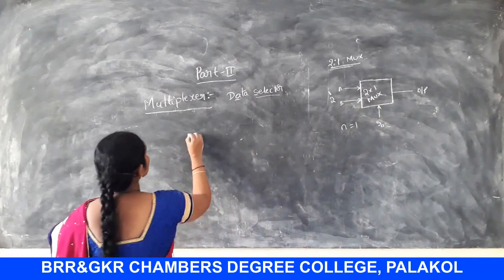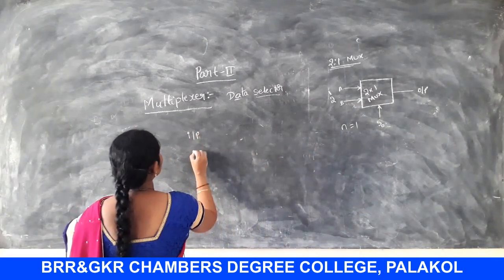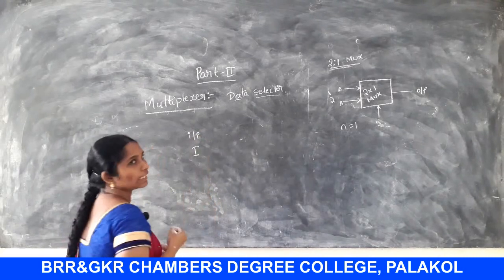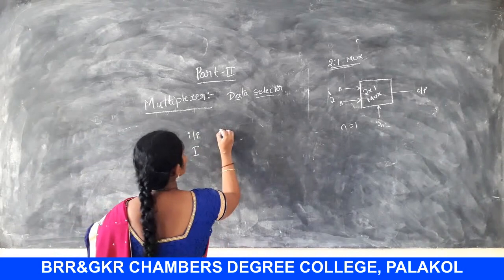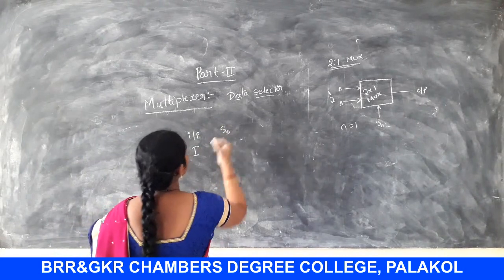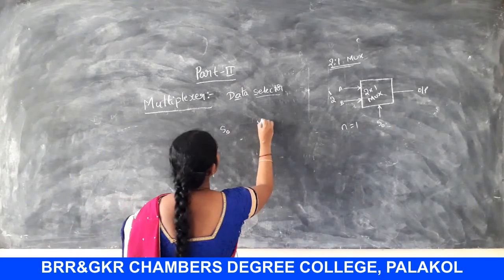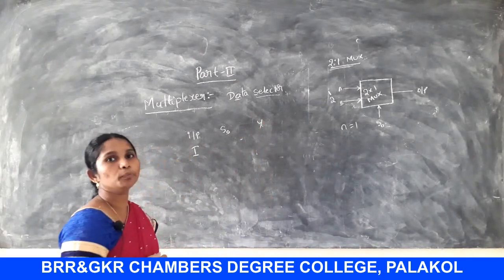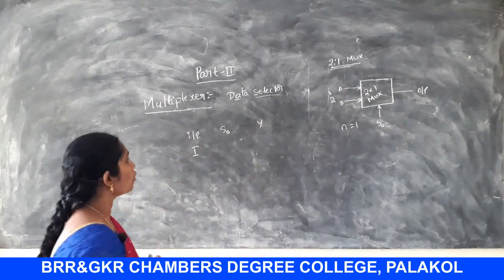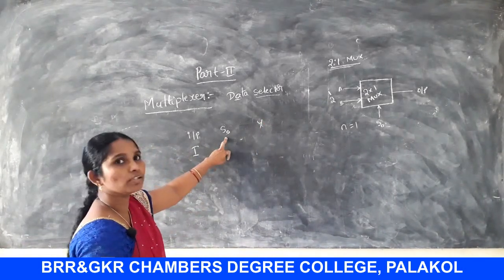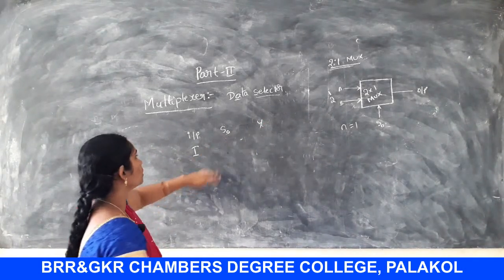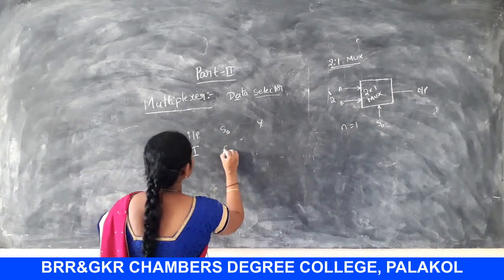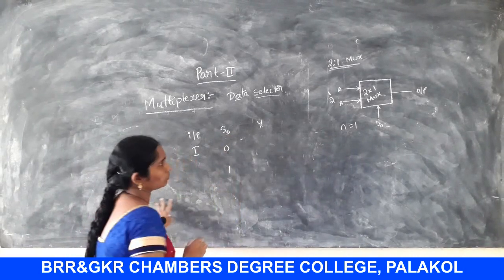So here some input line is there. For example, I consider it is I, and the selection line is S0. And this is the output, that is the single output. So here S0 is also 1, that is why I use only S0. So here the two combinations, that is 0 and 1.